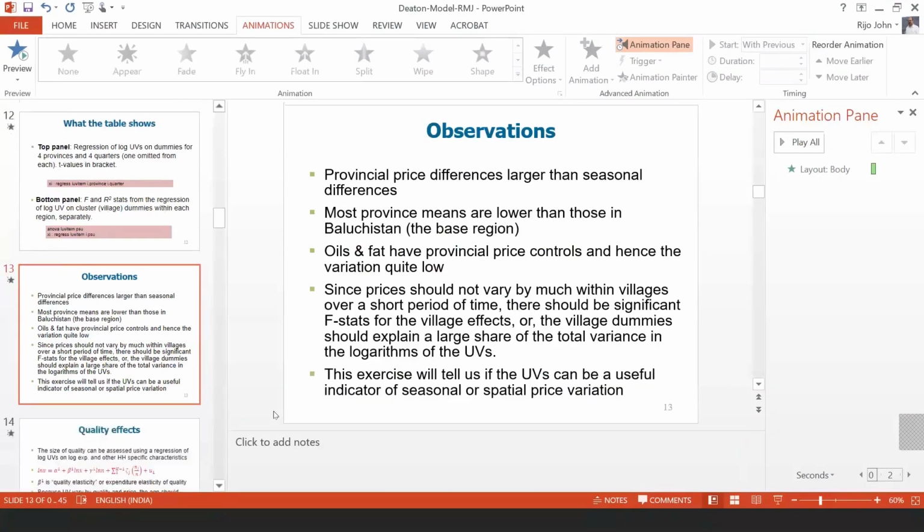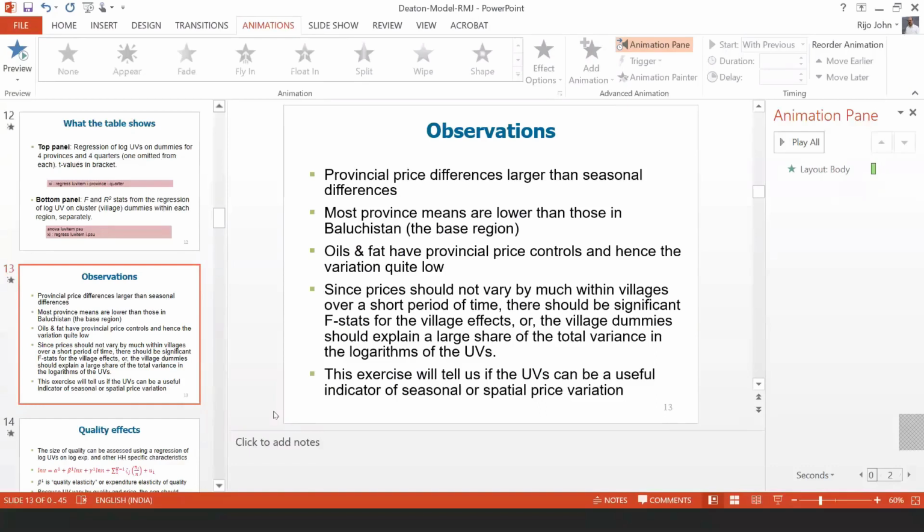The observations we already noted: provincial price differences are larger than seasonal differences. Most province means are lower than those in the base region. Oils and fats have provincial price controls, and hence the variation is quite low. Since prices should not vary by much within villages over a short period of time, there should be significant F statistics for the village effect or village dummies. In other words, the village dummies should explain a large share of the total variation in the logarithm of unit values. And we saw that almost 50% or more of the variation in unit values was in fact explained by village dummies within each of the provincial regressions that we looked at in that table.